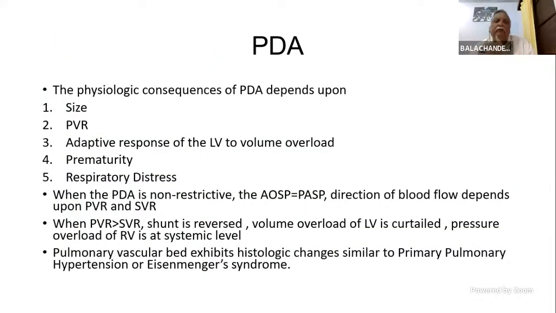Coming to PDA, which is the last, it will depend upon the size, the pulmonary vascular resistance, the adaptive response of the LV to volume overload, and of course, there'll be respiratory changes. Remember, when the PDA is non-restrictive, the aortic systolic pressure is equal to the pulmonary artery systolic pressure.